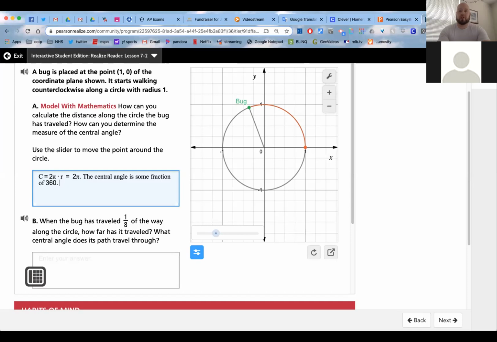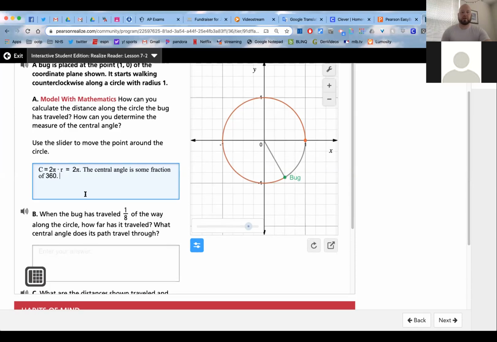But if you're in the first quadrant, let me put the bug back in the first quadrant. If you're in the first quadrant, the central angle is going to be somewhere between 0 and 90 degrees. If you go somewhere in the second quadrant, the central angle will be somewhere between 90 and 180. If you're in the third quadrant, it'll be somewhere between 180 and 270. And if you're in the fourth quadrant, it'll be somewhere between 270 and 360.